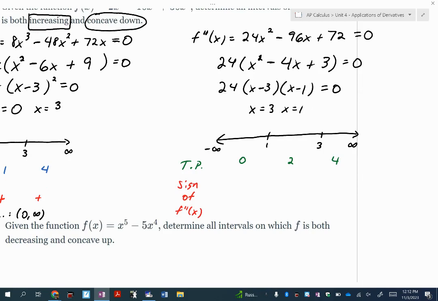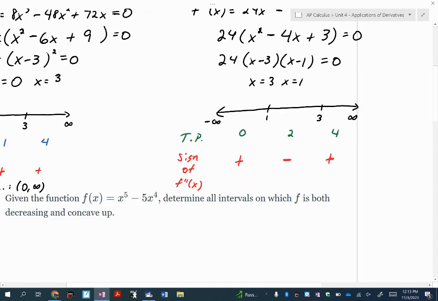Okay. 0 minus 3 is a negative. 0 minus 1 is a negative. A negative times a negative? Positive. Okay. Plug in 2. 2 minus 3? Negative. 2 minus 1? Positive. So that would be negative for the sign. Last one. 4 minus 3 is a positive. 4 minus 1 is a positive. That's positive. So I wanted concave down, right?